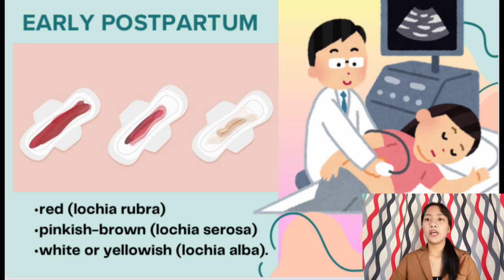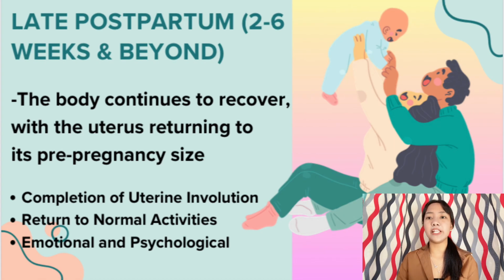Nursing care: emphasis on observing for signs of complications such as infection and continued bleeding, providing support for breastfeeding, education on self-care, and mental health support are critical during this phase. And lastly, we have the late postpartum, 2 to 6 weeks and beyond. The body continues to recover with the uterus returning to its pre-pregnancy size by the end of this phase. Hormonal levels also stabilize and the mother's body gradually resumes its normal function.